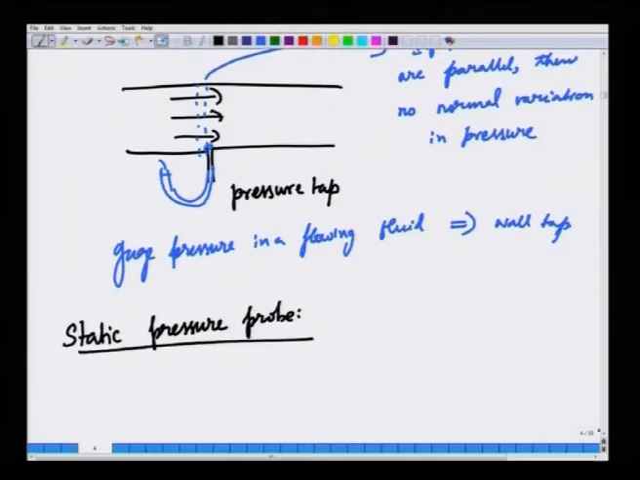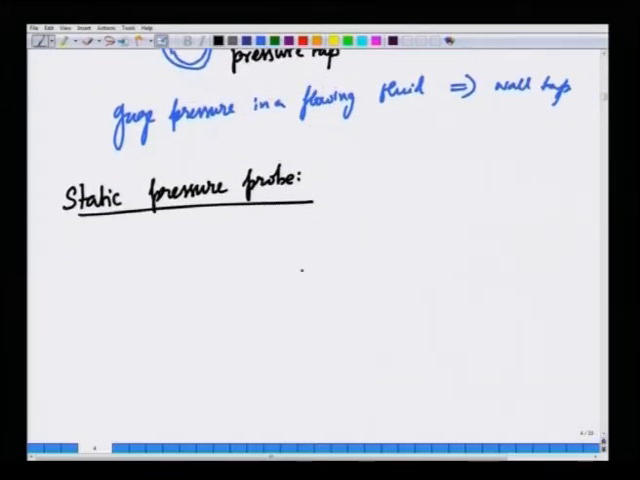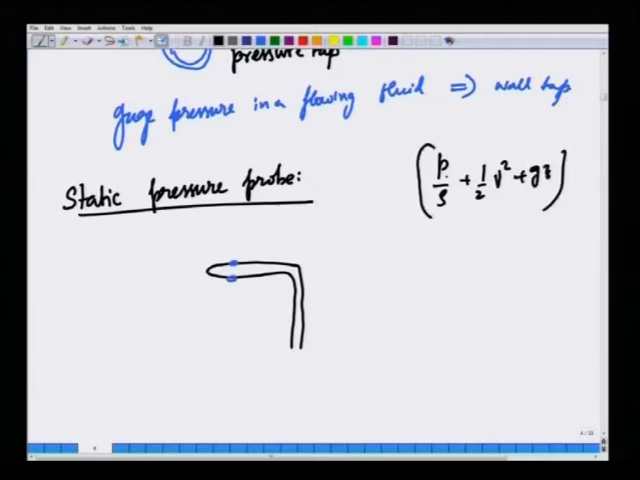Essentially, the static pressure probe has a small tube, and there are two holes at the top and bottom. This is another way of measuring the pressure in a flowing fluid. The pressure that appears in the Bernoulli equation is also called the static pressure.